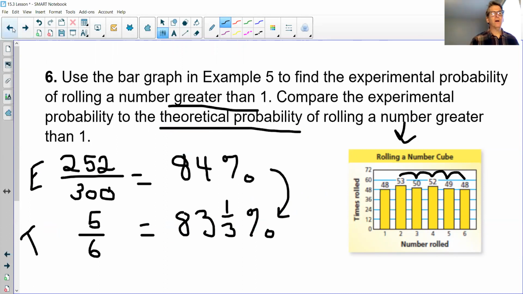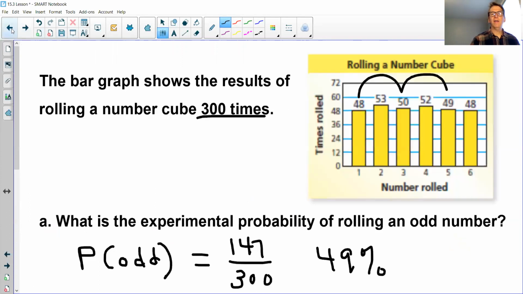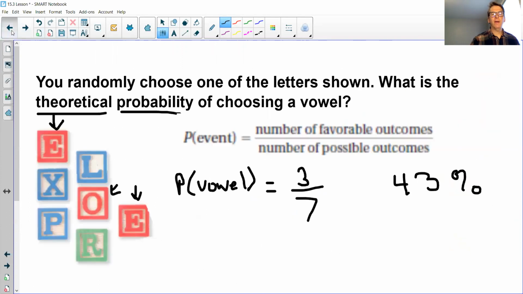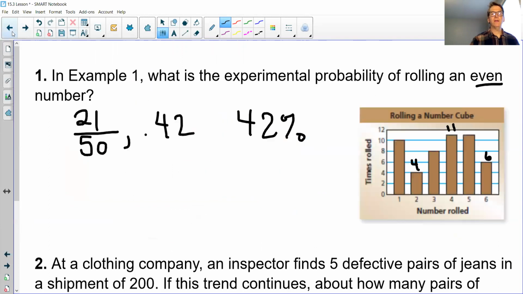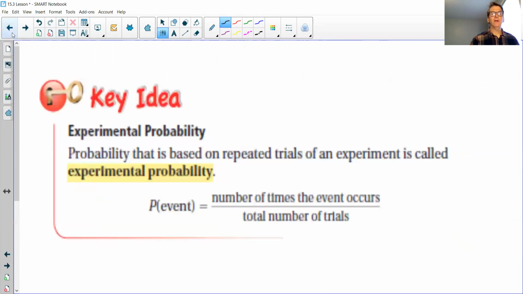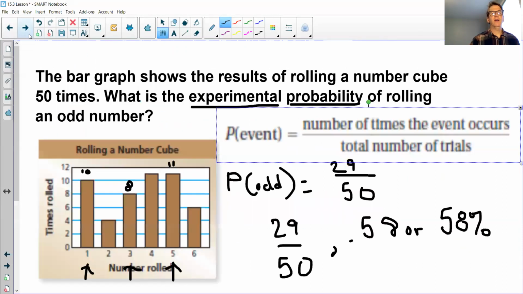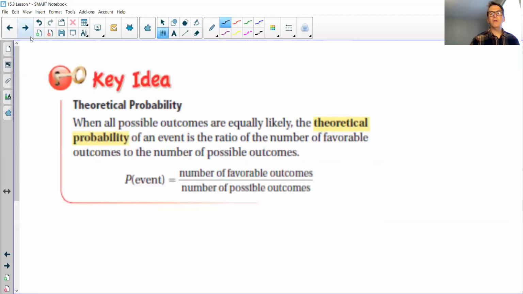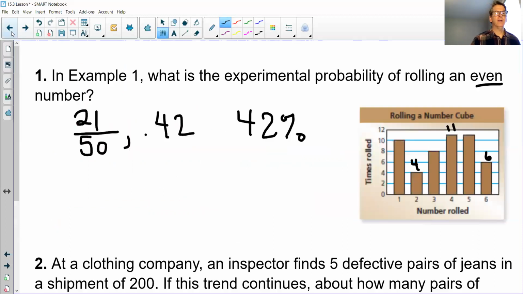Okay, so that's the lesson today, and hopefully you found it helpful. We had the two things, theoretical probability, and experimental probability. Think of an experiment, actually doing the experiment, the number of times the event occurs over the total number of trials, and think of theoretical, in theory, how should it go? The number of favorable outcomes over the number of possible outcomes. And that should be it for the lesson.